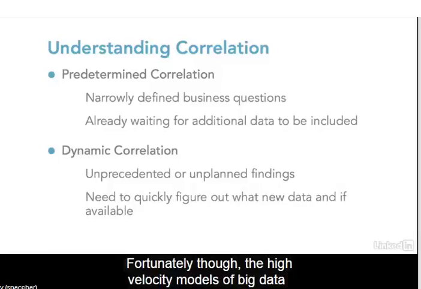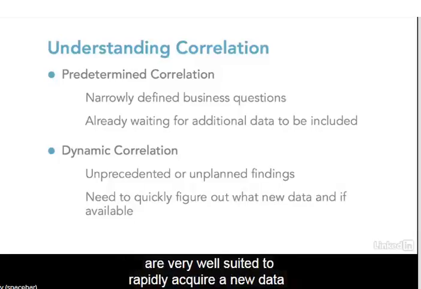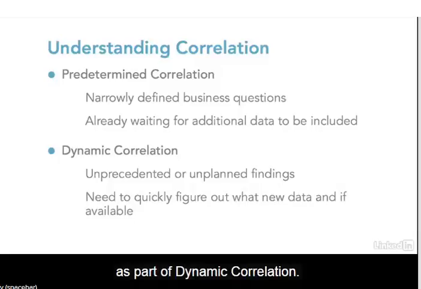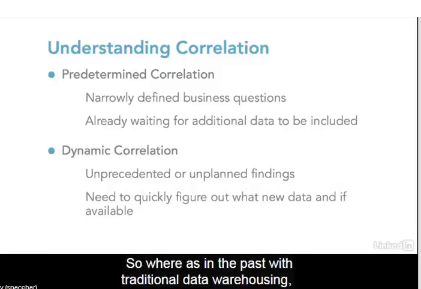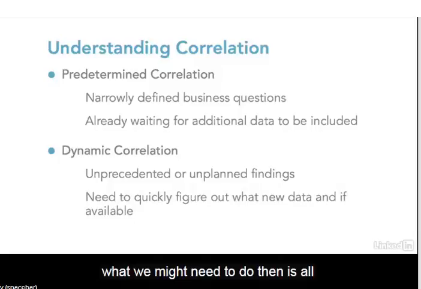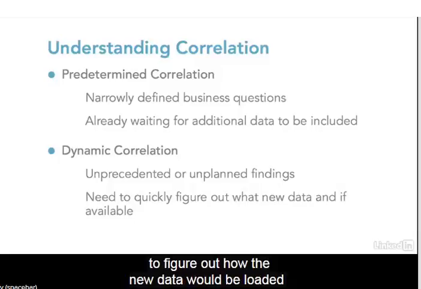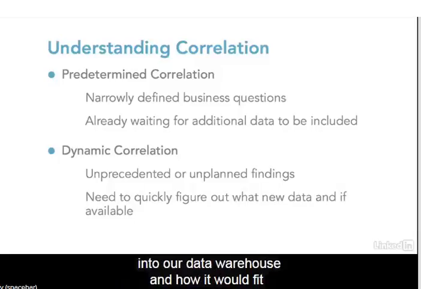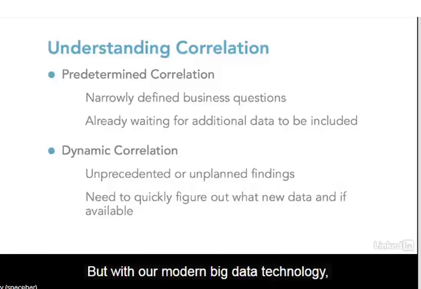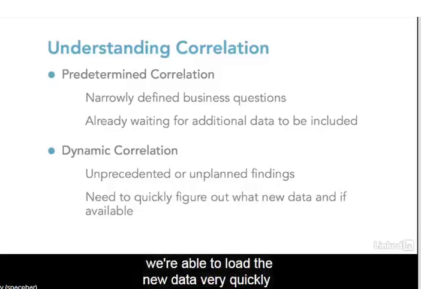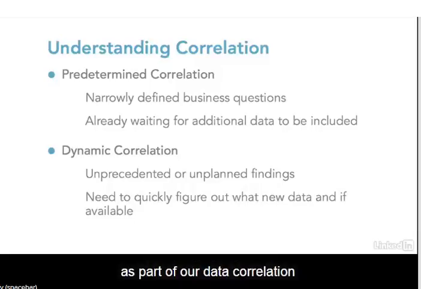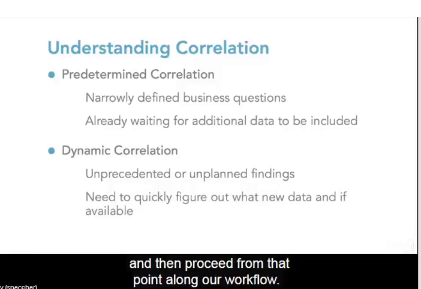Fortunately, though, the high-velocity models of big data are very well suited to rapidly acquiring new data as part of dynamic correlation. Whereas in the past with traditional data warehousing, we might need to do significantly complex upfront analysis work to figure out how the new data would be loaded into our data warehouse and how it would fit alongside our existing data. But with our modern big data technology, we're able to load the new data very quickly and dynamically and then use it very quickly as part of our data correlation and then proceed from that point along our workflow.